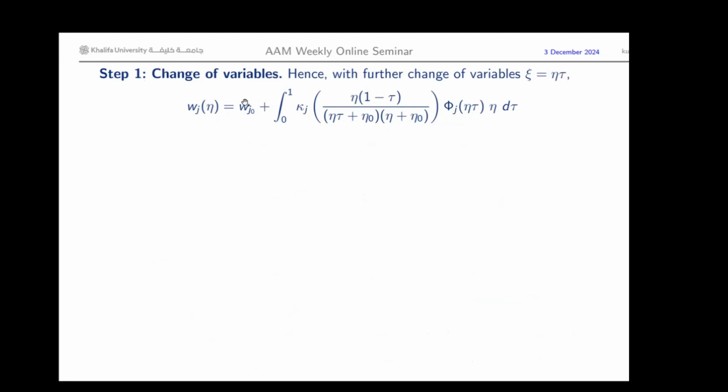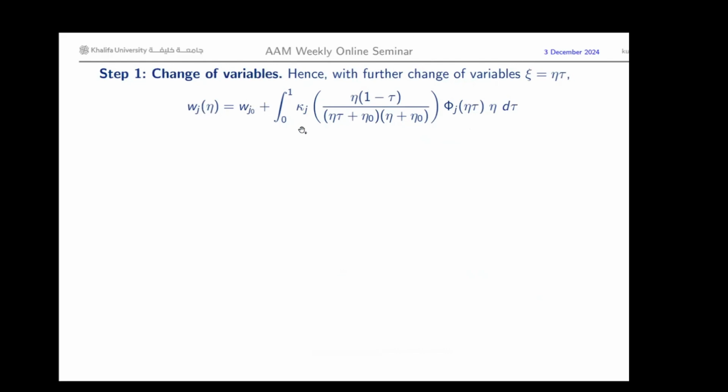This is just our initial condition. This is our kappa, and this is our right-hand side. Now, we perform a further change of variable such that this quantity over here is nothing but the result of the change of variable. Now, we are interested to analyze the following integral equation as eta goes to infinity.